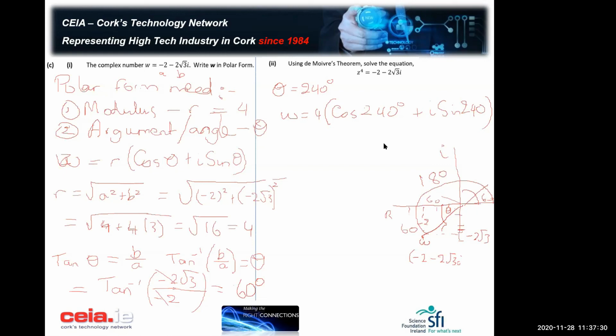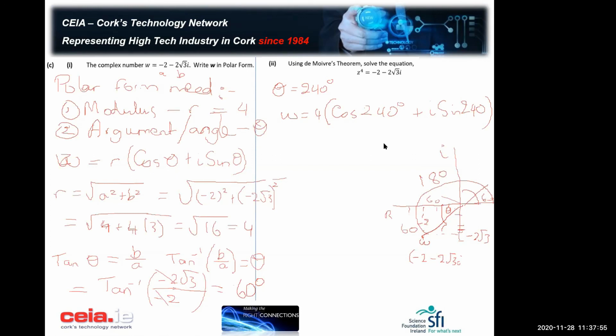The next part is question 2. Using De Moivre's theorem, solve the equation z to the power of 4 is equal to minus 2 root 3i. So De Moivre's theorem is straight away associated with polar form.